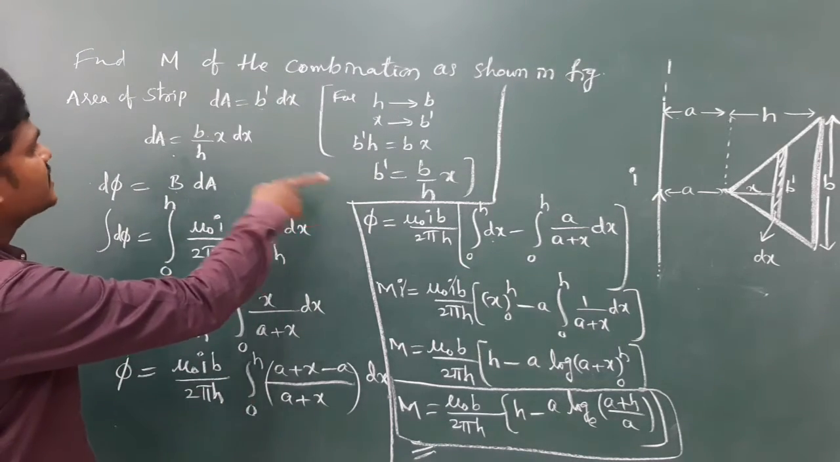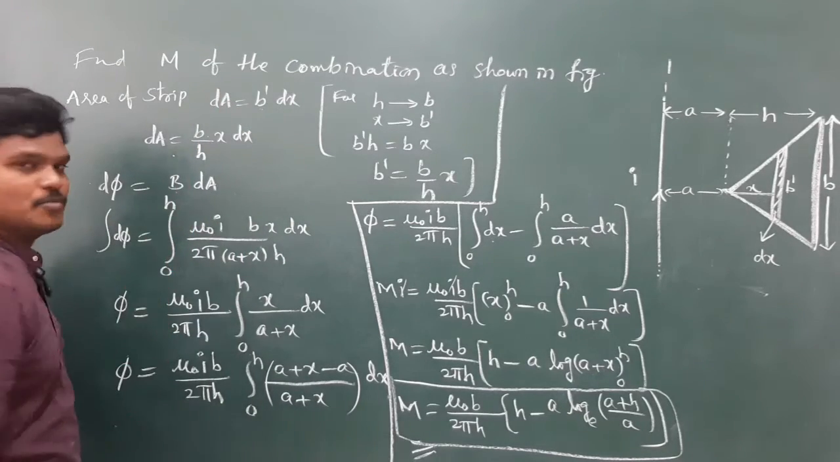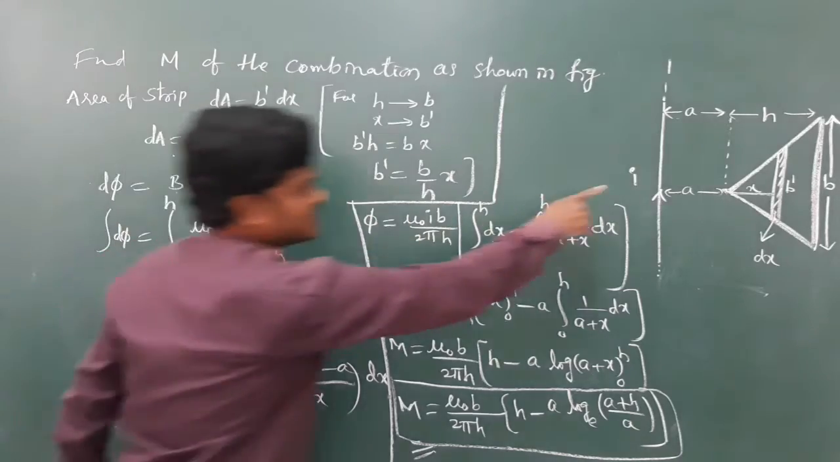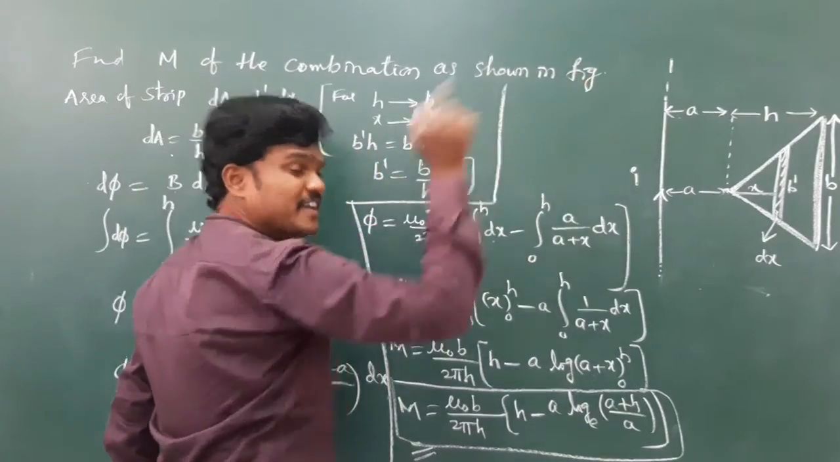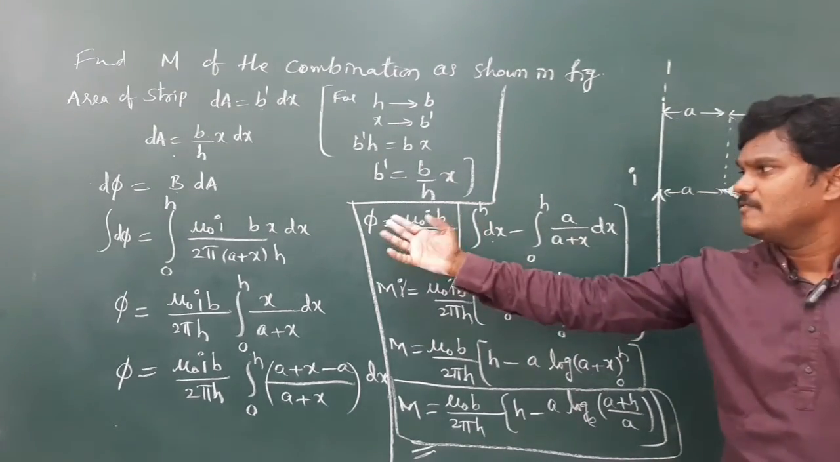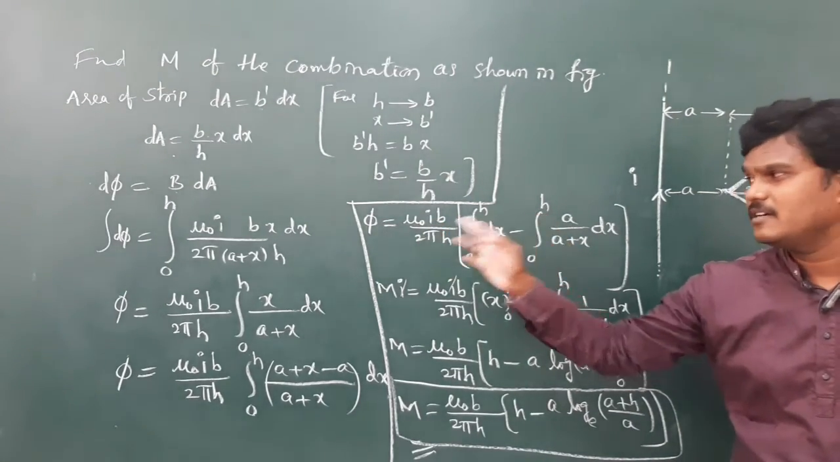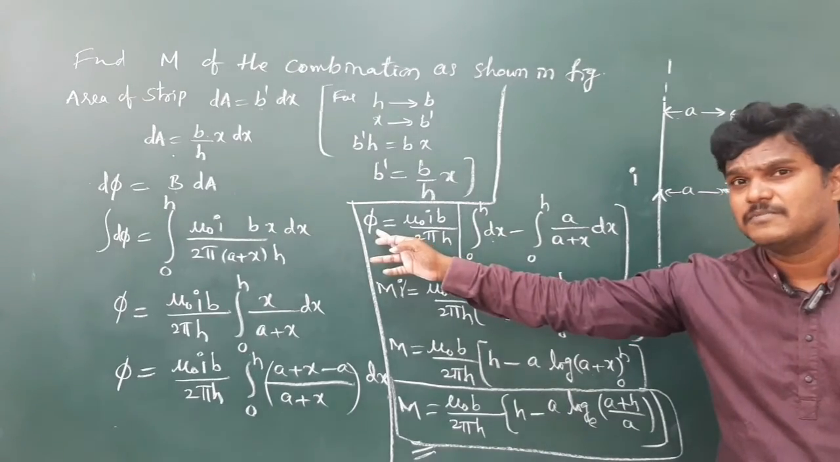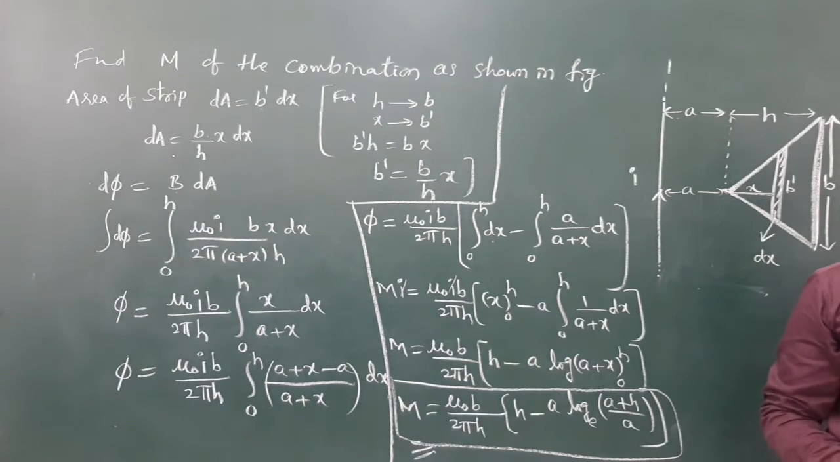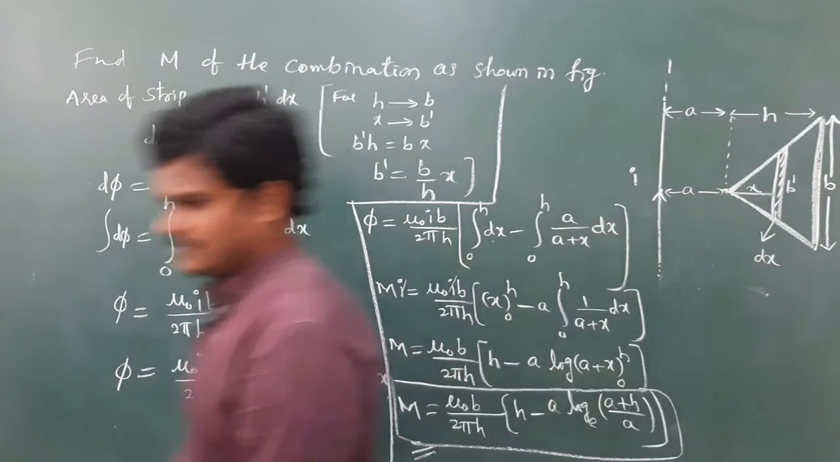And I calculated b dash dA, then the regular process. If I varies with respect to time, then we can find the flux as a function of time. If I is given as I naught t square, then we can find flux as a function of time. If you apply the derivative for this, d phi by dt, you will get the induced EMF. We can find induced EMF also. Here I calculated mutual inductance. Take this.